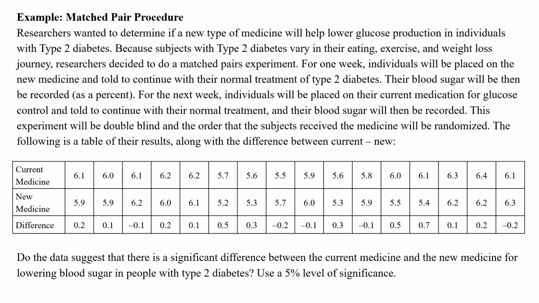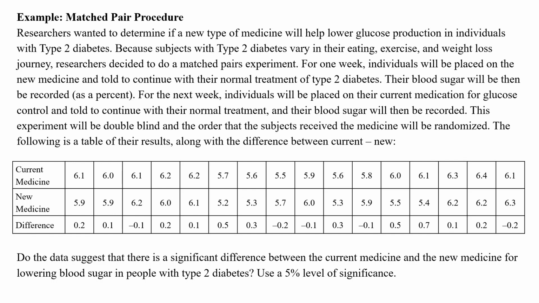Because there are a lot of things that go into the lives of people with type 2 diabetes, such as eating, exercise, weight loss journey, etc., they decide to do a matched pair experiment in order to control for all of those things that vary. For 1 week, individuals will be placed on the new medicine and told to continue with their normal treatment of type 2 diabetes, and their blood sugar will be recorded. For the next week, they'll be placed on their current medication for glucose control, continue with their normal treatment, and their blood sugar will be recorded. The experiment will be double blind, and the order the subjects receive the medication will be randomized.